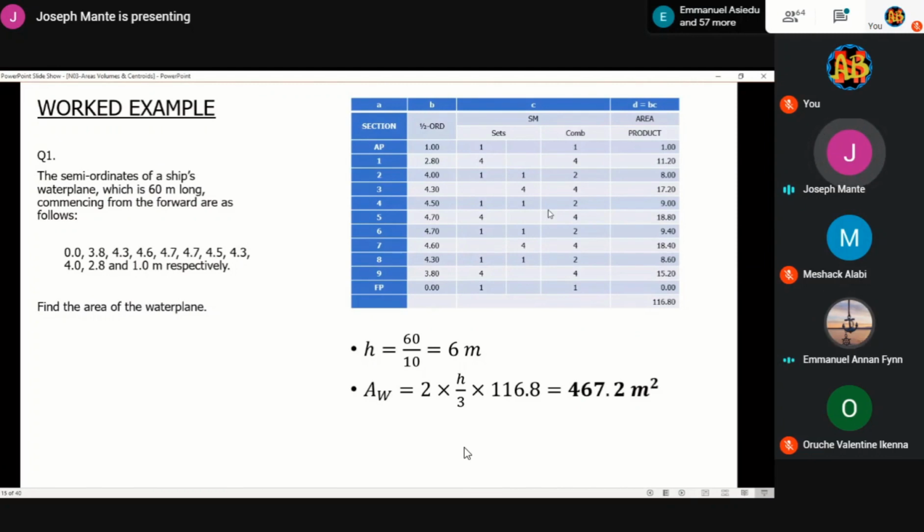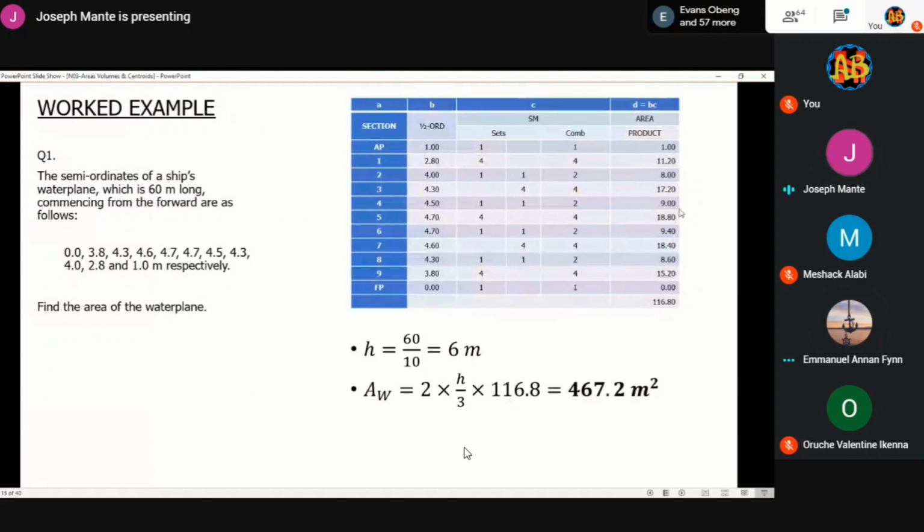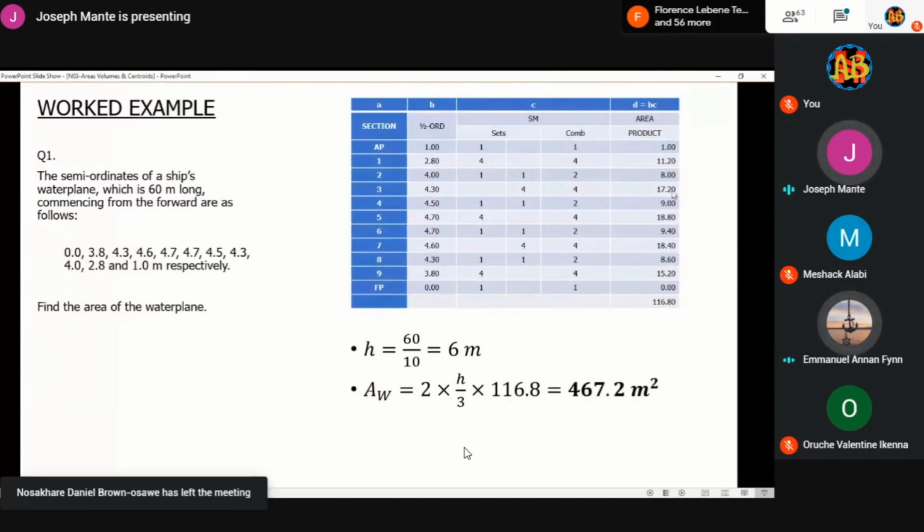So he's saying that if you multiply the Simpson's multiplier times the coordinate, if you multiply this one times this, you should be able to get the area of this particular place. Then you get the area of this, get the area of this, get the area of this. So all these places you have to get the area. When you add the 4 areas, you'll be able to get the total area.